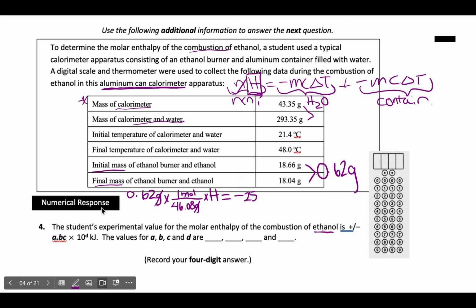So it's 250 grams times 4.19 joules per gram degree Celsius times the temperature change. And we have that temperature change here, so final minus initial is 26.6 degrees Celsius. Now we have to add on the negative MC delta T about the container. So the mass of the container is 43.35 grams. We need to multiply that by the specific heat capacity of aluminum, which is 8.97 joules per gram degree Celsius, and still multiply by that same temperature change that was given.